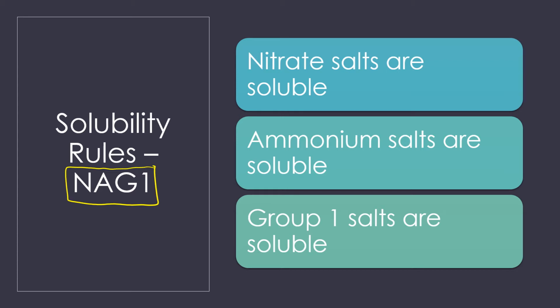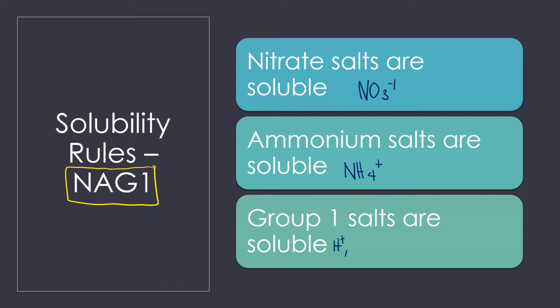NAG1, where the N stands for nitrate, A stands for ammonium, and G1 stands for group 1. So any salt that has nitrate as part of it is going to be soluble. Let's remember that nitrate is NO3 minus 1. So if you see this as your anion, then you know that it is soluble. Same thing with ammonium. If you see that you have NH4 in your compound, then you know it's soluble. And then any of the group 1 ions will be soluble.